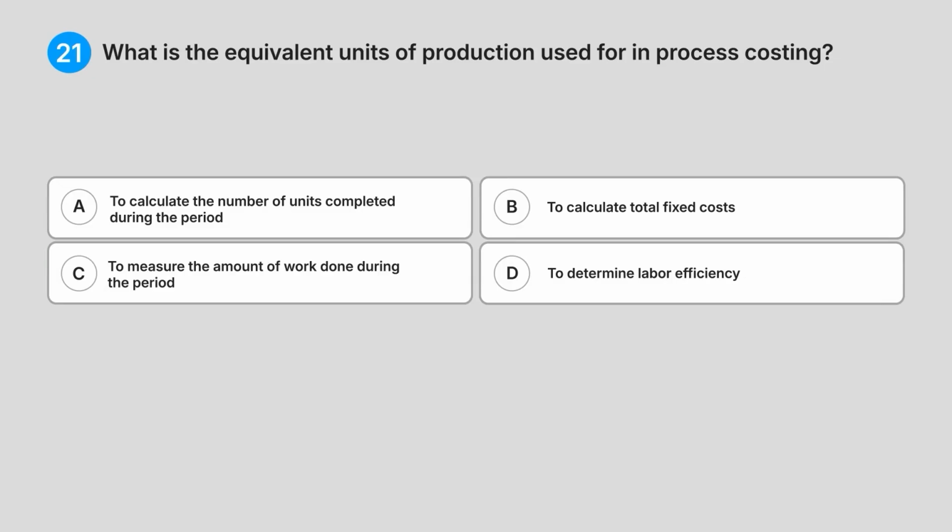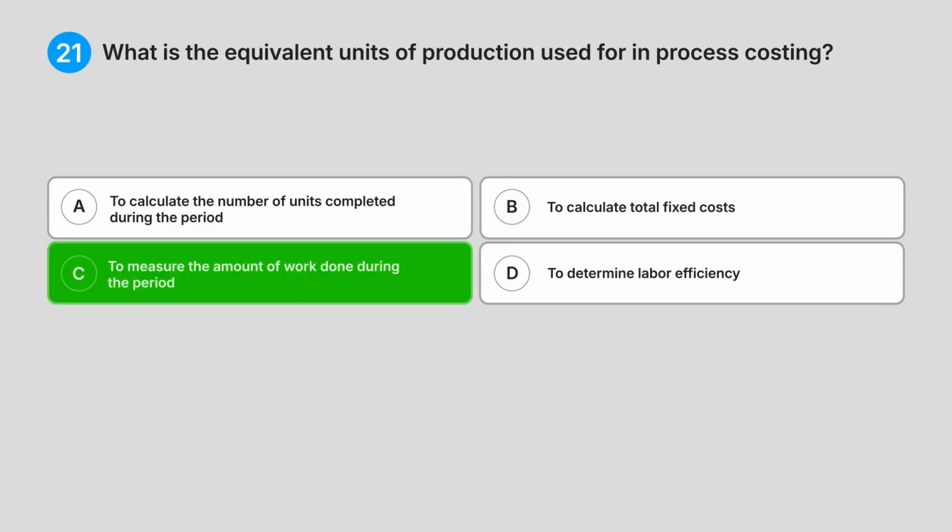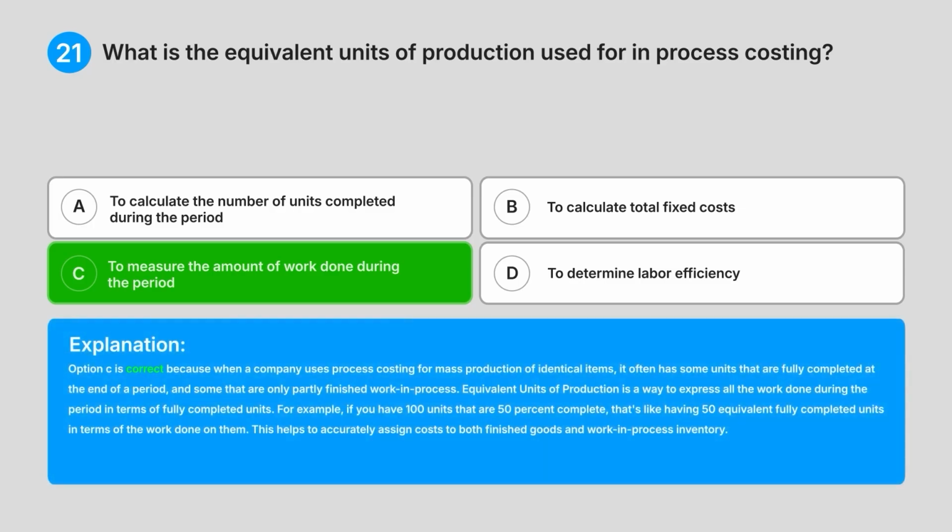Correct answer, C. To measure the amount of work done during the period. Explanation. Option C is correct because when a company uses process costing for mass production of identical items, it often has some units that are fully completed at the end of a period, and some that are only partly finished work in process. Equivalent units of production is a way to express all the work done during the period in terms of fully completed units.